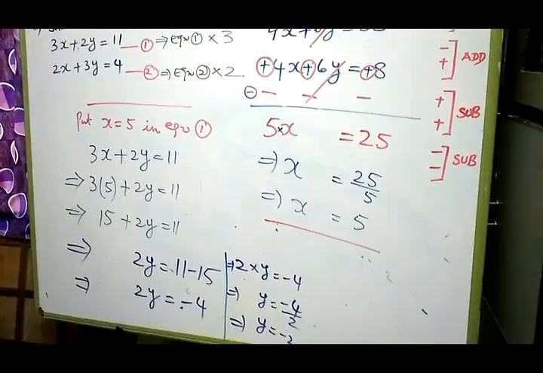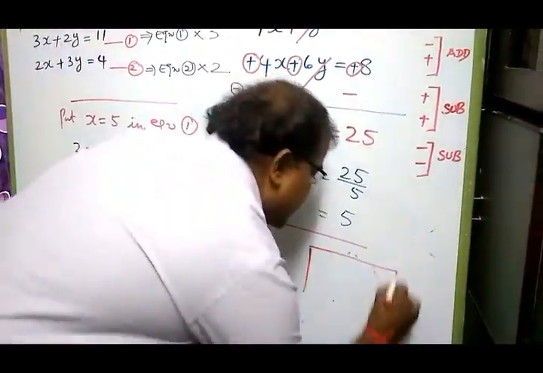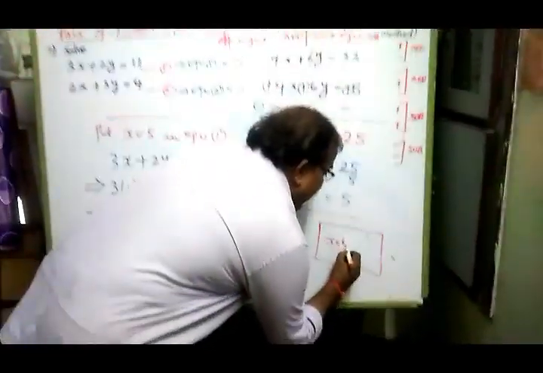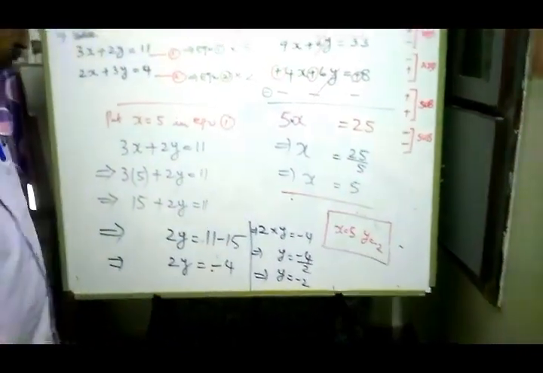I got x is equal to 5. Finally, x is equal to 5 and y is equal to minus 2. Whether this solution is correct or not, we can also check. Previously in the substitution method, we did not check.